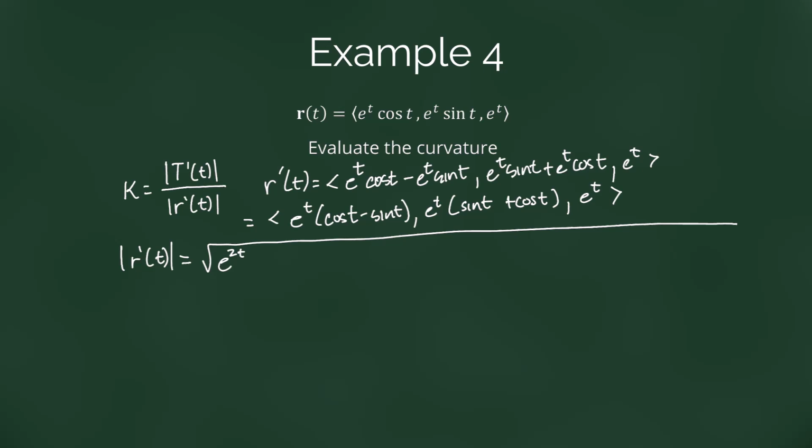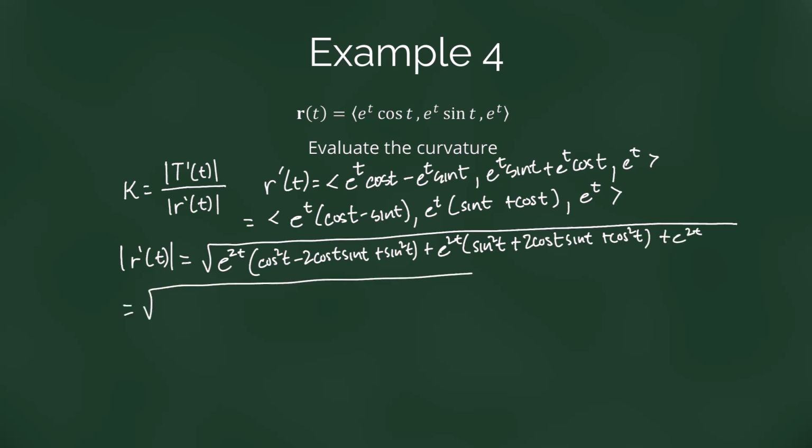e to the 2t times, when I square that out, I get cosine squared of t minus 2 cosine t sine t plus sine squared of t. And then the middle term, when I square it, I get e to the 2t, and then I get sine squared of t plus 2 cosine t sine t plus cosine squared of t, and then I get plus e to the 2t. I made it on one line.